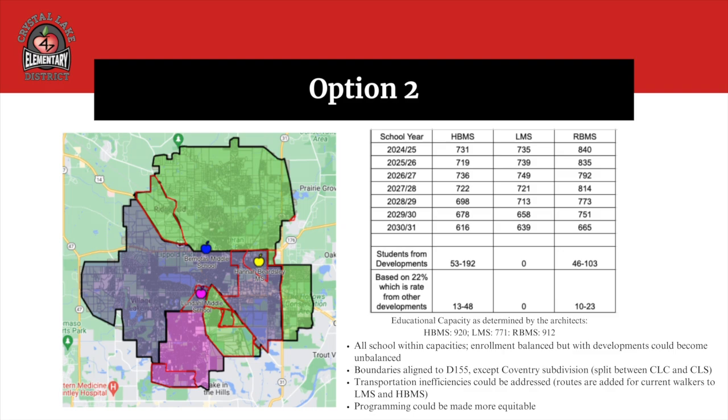A downfall of this is it does create routes and puts kids that could currently walk to a school on a bus to another middle school. We are talking with District 155 about bus routes and whether or not some joint routes could be done to address transportation and inefficiencies on this as well.